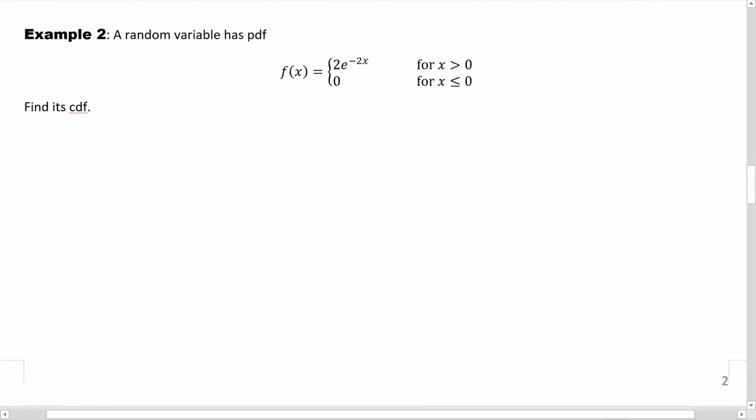Okay, let's look at example 2. We want to find the CDF of this function. First of all, let's draw it. Okay, so let's draw it here.